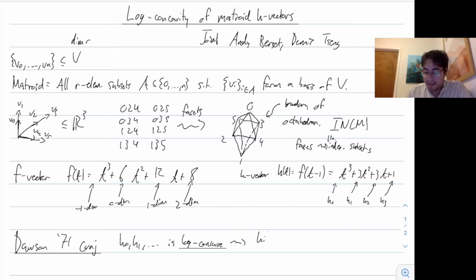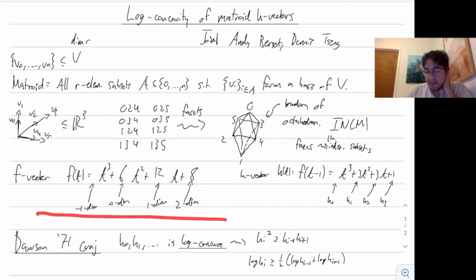Log-concave means that if I square any element in the sequence, this is at least the product of the 2 adjacent elements. And the reason it's called log-concavity is because it's equivalent to the concavity of the logarithm of the sequence. So Dawson conjectured this. And there was also a conjecture for the f vector and some other simplicial complexes associated to matroids.